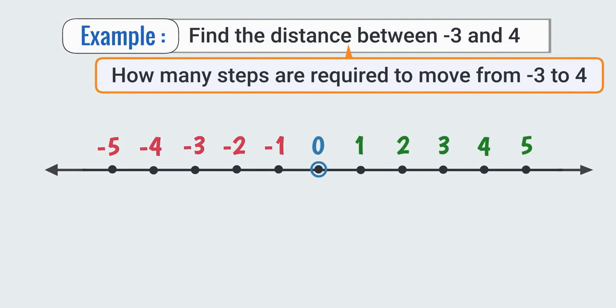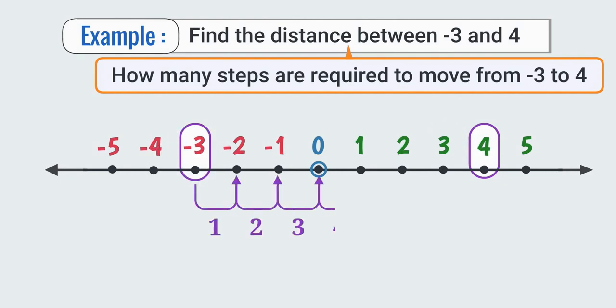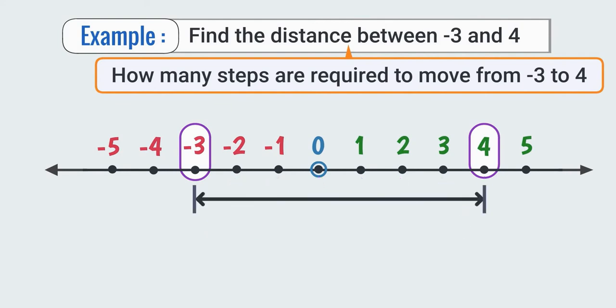To find the distance between -3 and 4, first locate -3 and 4. Next, move from -3 and count the number of steps required to reach at 4. Here, 7 steps are required to move from -3 to 4. So, the distance between -3 and 4 is 7 units.